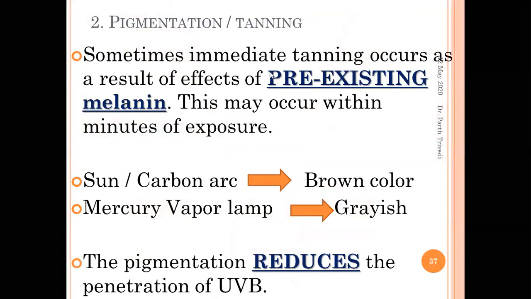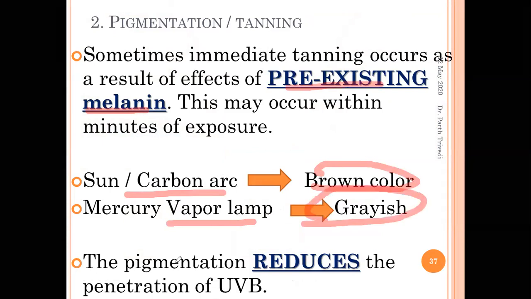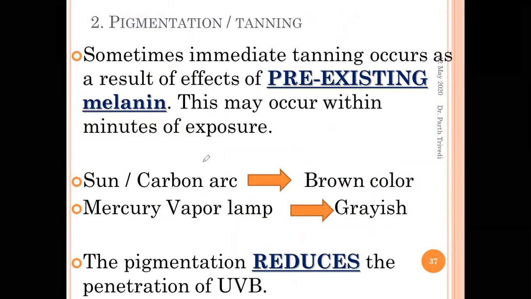So pigmentation is generally because of pre-existing melanin. Sometimes immediate tanning occurs because of pre-existing melanin. So if you are using sun alpine lamps, the color is brown, like sun or carbon arc lamps, and grayish color in the mercury vapor lamps. The pigmentation reduces the penetration of UVB. That's the physiological effect.